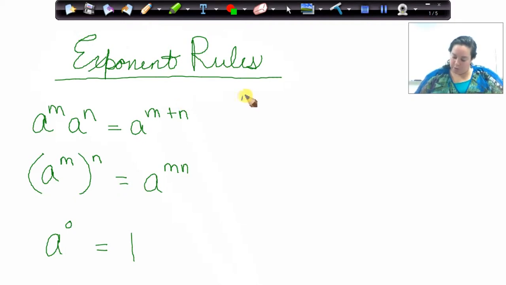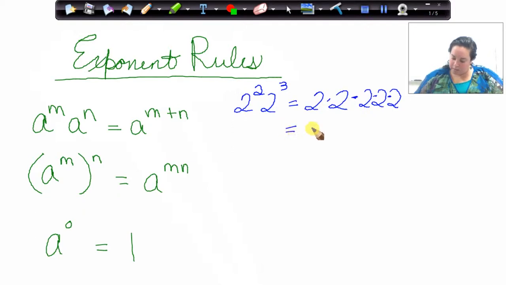If we have 2 squared times 2 cubed, what does this mean? What is squared or cubed? Squared means 2 times 2. Cubed means we have 3 2's, 2 times 2 times 2. So how many 2's do we end up with altogether? We have 5 2's, so 2 to the 5th. Notice if you just add 2 plus 3, you get the 5th power. The base stays the same. That's why this rule works.